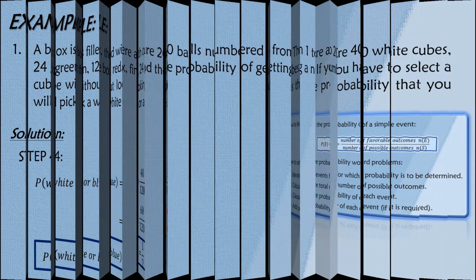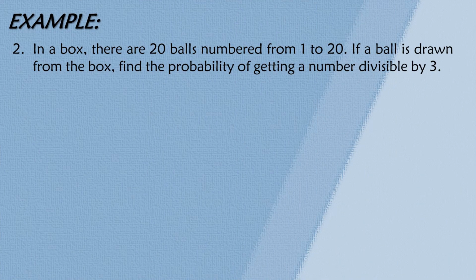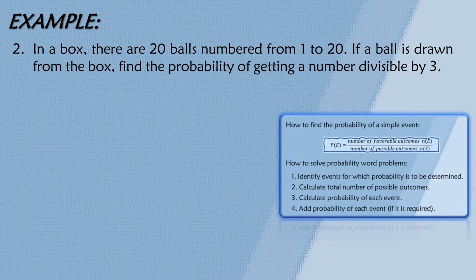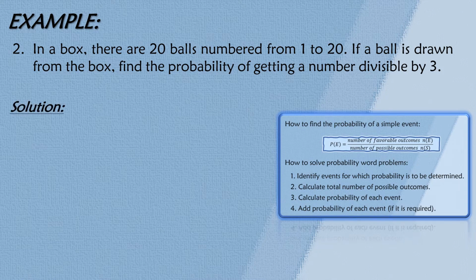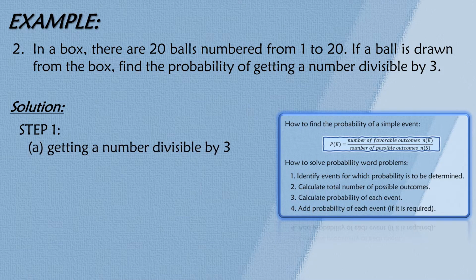Another example, in a box, there are 20 balls numbered from 1 to 20. If a ball is drawn from the box, find the probability of getting a number divisible by 3. So, for the solution, gamitin ulit natin yung given formula. Step 1 is to identify events for which probability is to be determined. So, ang hinahanap natin is probability in getting a number divisible by 3.